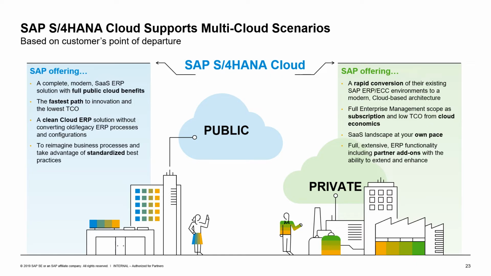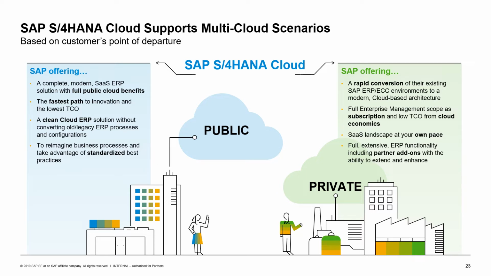So mapping your customer's requirements to SAP's offering, SAP offers a complete modern SaaS ERP solution with full public cloud benefits. It's their fastest path to innovation and the lowest total cost of ownership. It provides for a clean cloud ERP solution without converting old and legacy ERP processes and configurations. So if your customer doesn't want to bring along their baggage, this is the way to go. And here your customers are reimagining their business processes, and they want to take advantage of standardized best practice. So public cloud here is the way.